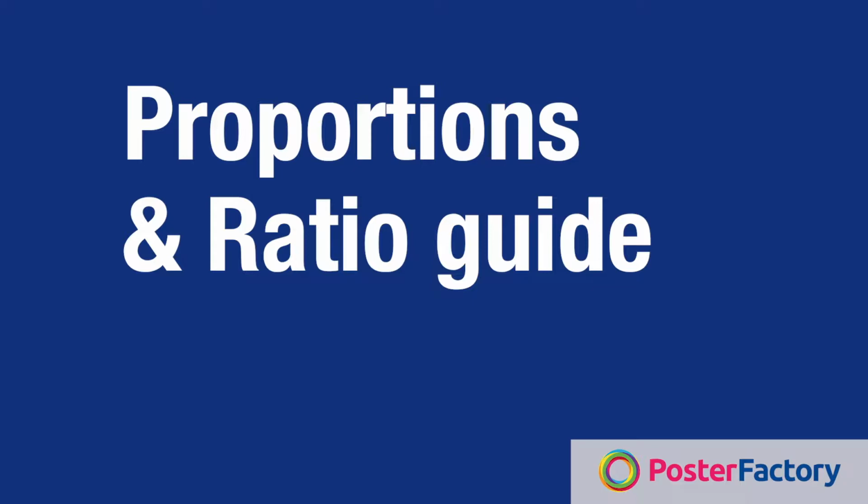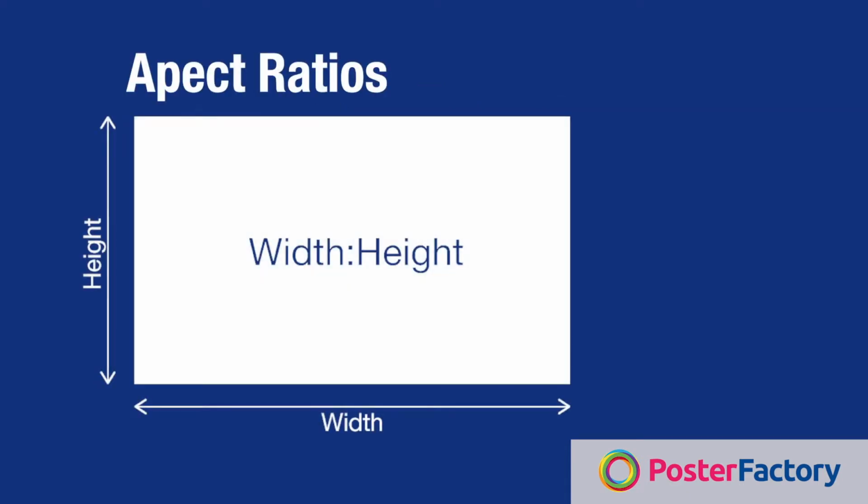This video has been made to help you better understand image and poster proportions, enabling you to supply a digital file that suits the poster size you want, or select a poster size that best suits your image. Depending on the camera, images often come in 2 or 3 different aspect ratios.